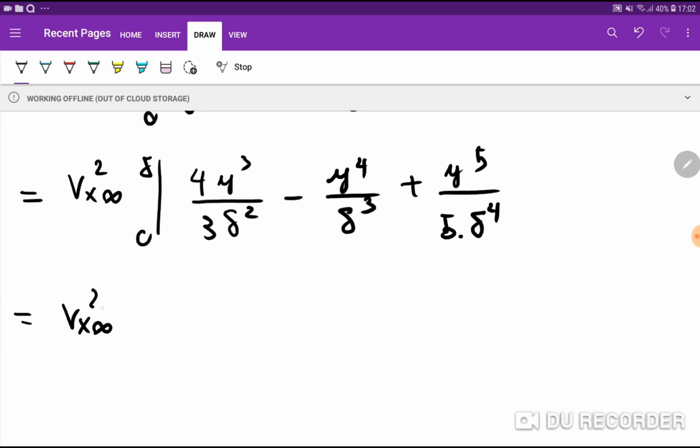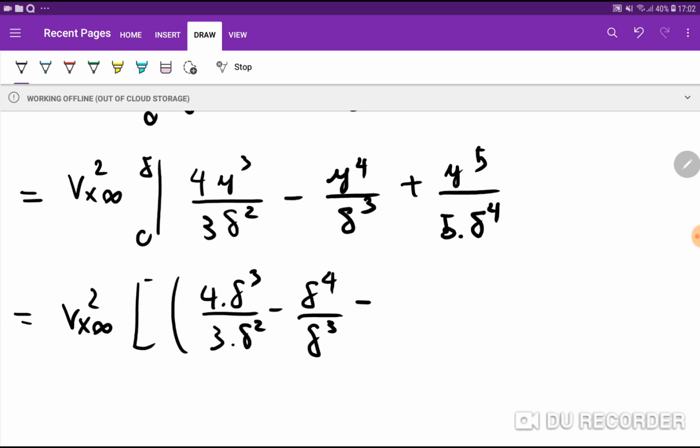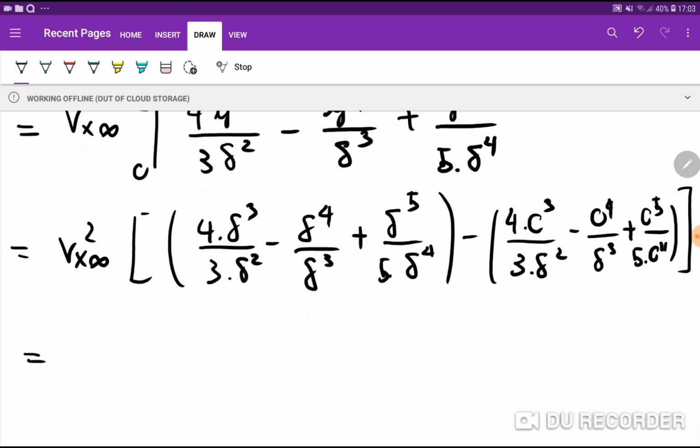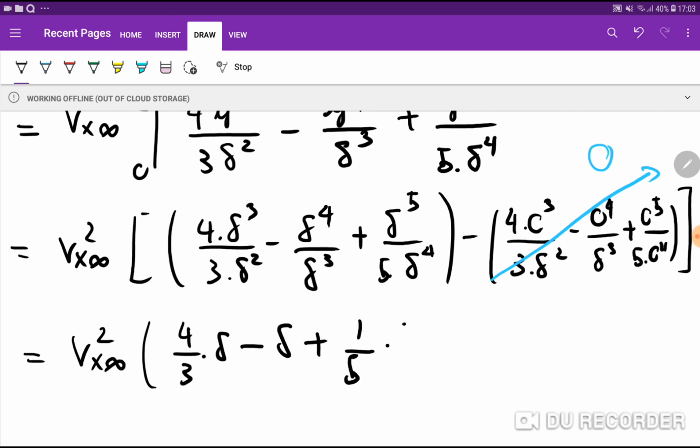So it becomes vx infinity squared of 4 times delta cubed over 3 times delta squared minus delta to the fourth over delta cubed plus delta to the fifth over 5 times delta to the fourth, minus 4 times 0 cubed over 3 times delta squared minus 0 to the fourth over delta cubed plus 0 to the fifth over 5 times delta to the fourth. All right, what will you get? You get vx infinity squared times, the lower limit terms become 0, 0, 0. And what does the rest become? It becomes 4 over 3 times delta minus delta plus 1 over 5 times delta.